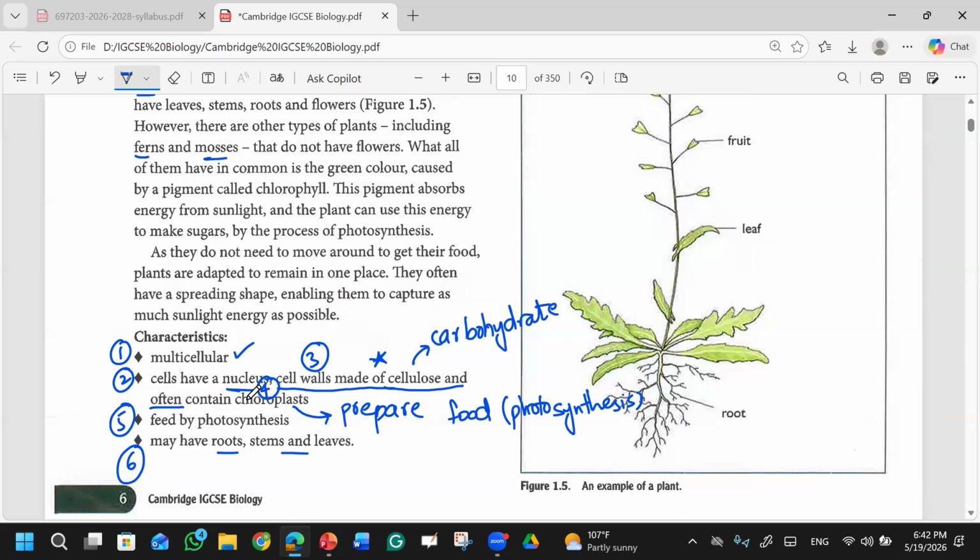Just like if you think of a human being, what comes to your mind is two hands, two legs, one brain, two eyes, nose, the basic physical appearance. Similarly, when we think about plants, there are some basic characteristics which every plant must have: they are multicellular, they have a cell wall, they have a nucleus, and they contain chloroplast. They feed by photosynthesis, and they have roots, stem, and leaves. Right?